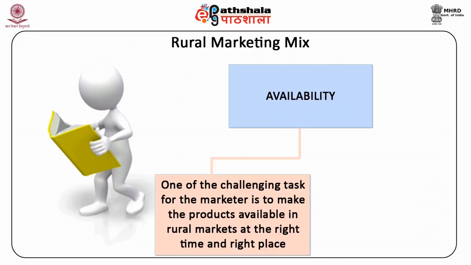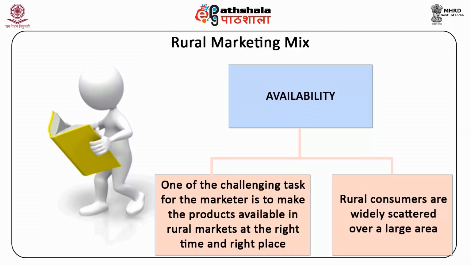Fifth component of rural marketing mix is availability. One of the challenging tasks for the marketer is to make the products available in rural markets at the right time and the right place. Rural consumers are widely scattered over a large area and the infrastructure is not adequate to ensure effective distribution.